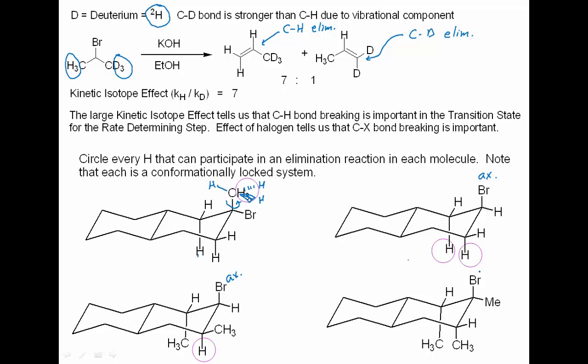Okay, here bromine is also axial. We don't have any hydrogens here, so we can't eliminate there. The only place for an elimination is actually in the methyl group, the hydrogens in the methyl group. If we looked at what our products would be, let's just draw them here. From this one, we would expect a very selective reaction for forming this compound.